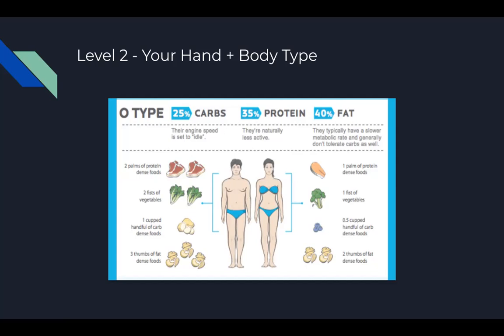That is represented again in the portion sizes, but notice that our protein remains about the same: 2 palms of protein, 1 palm for female, 2 fists of veggies, 1 fist of veggies for female, 1 cupped hand of carbs, so we're decreasing that amount there. For the female side, a half cup, and then 3 thumbs of fat versus 2 thumbs of fat for the female side. So we're increasing our fat, using that more as our energy source. We're sort of moderating the carbohydrate sources and keeping protein the same.